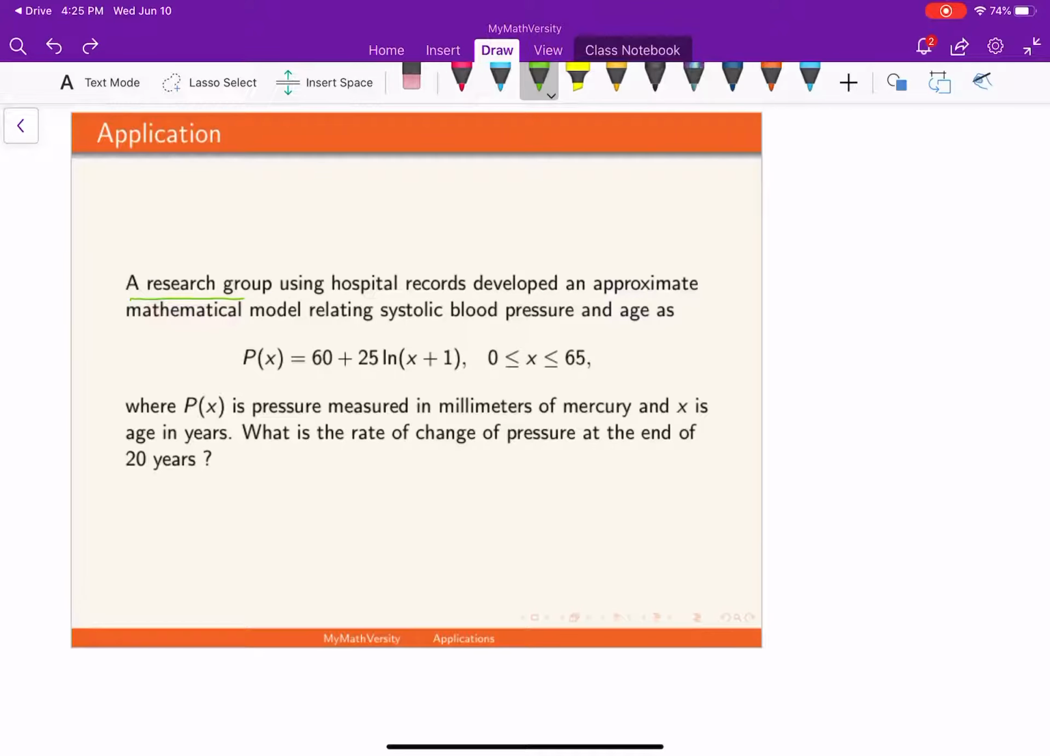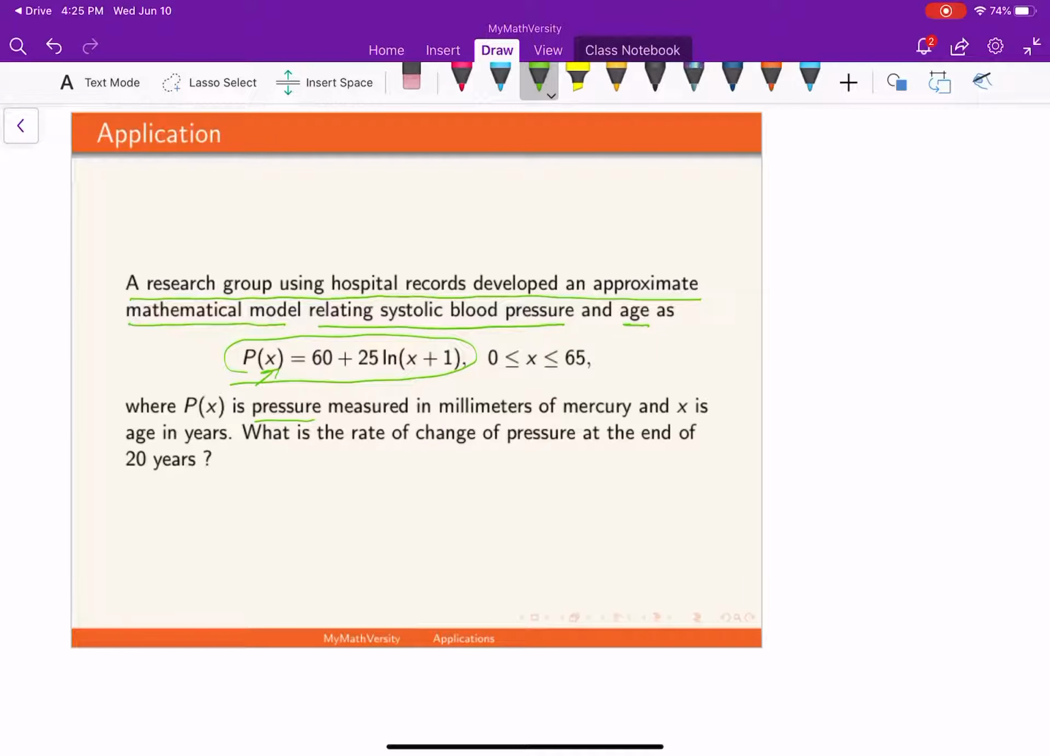A research group using hospital records developed an approximate mathematical model relating systolic blood pressure and age as this formula. So let's say that P of x is the pressure and x is the age. So if that is the case, we have the relationship between the blood pressure and the age given by this formula, right? It's impressive that they are able to figure out the mathematical model relating the systolic blood pressure and age. Okay, no problem, but this is just the information we have been given.